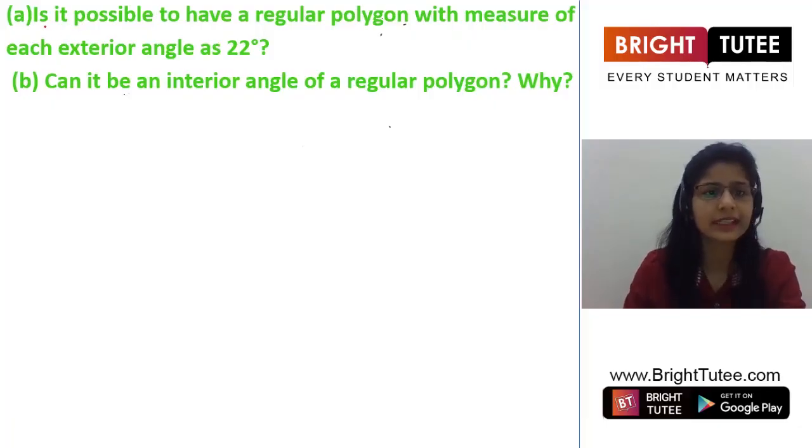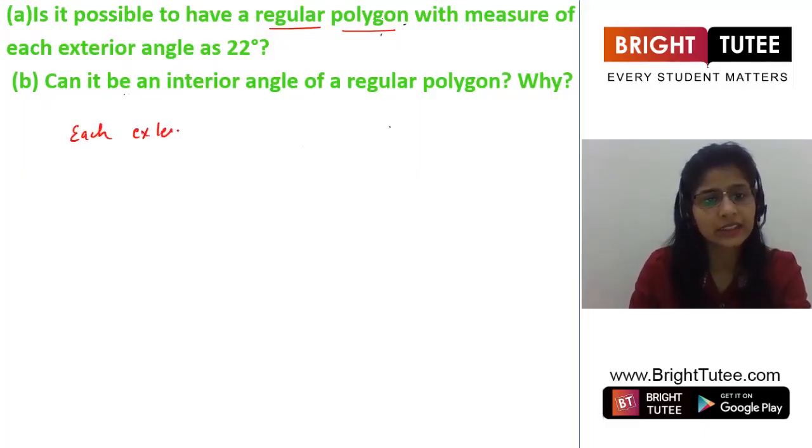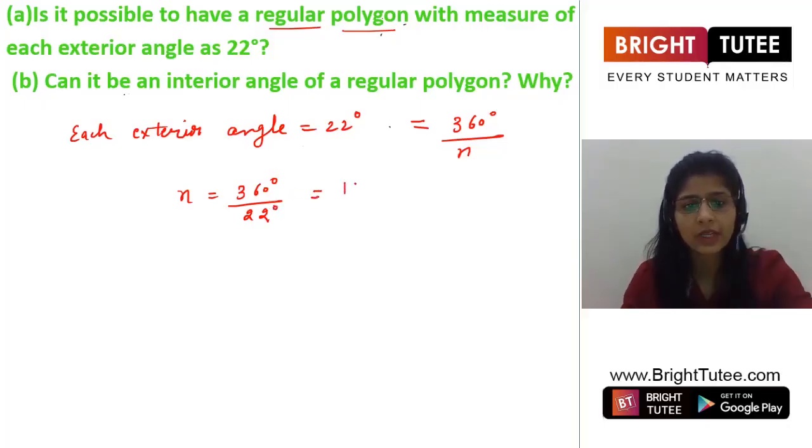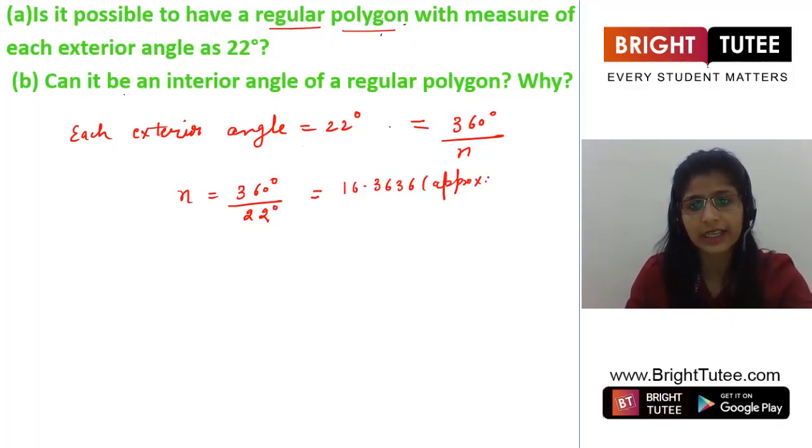In the first part, it is asked whether it is possible to have a regular polygon with each exterior angle as 22 degrees. The exterior angle is given as 22 degrees, and the formula for the exterior angle is 360 degrees divided by n. So n is 360 degrees divided by 22, which gives approximately 16.3636. So a polygon is not possible.